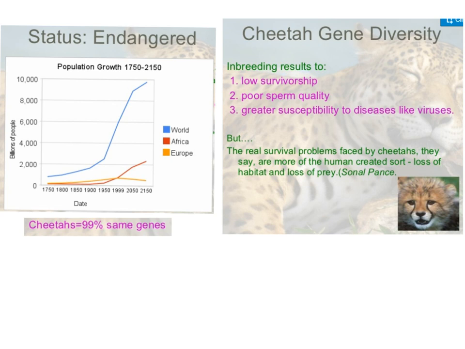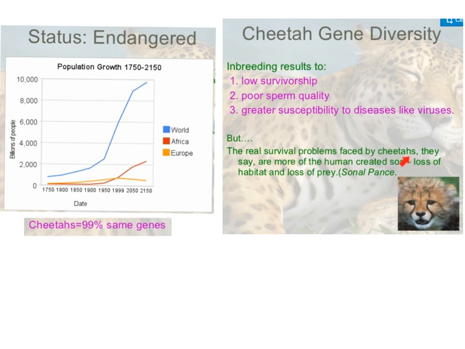If we analyze the cheetah genetic diversity, you can say that 99% of the cheetahs have the same genes, meaning very low genetic diversity. Why do they have very low genetic diversity? This might be attributed to many factors, like low survivorship, poor sperm quality, and greater susceptibility to diseases like viruses, because most of the cheetahs in the world are distributed only in very few areas, so they are affected by the consequences of inbreeding. And inbreeding results in a decline of the gene quality, low survivorship, poor sperm quality, and greater susceptibility to diseases like viruses.